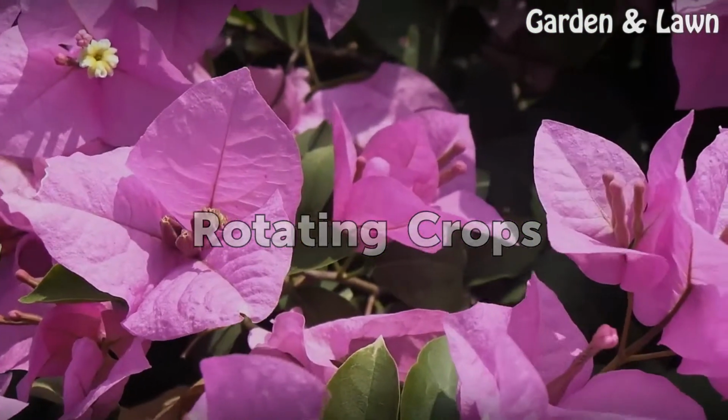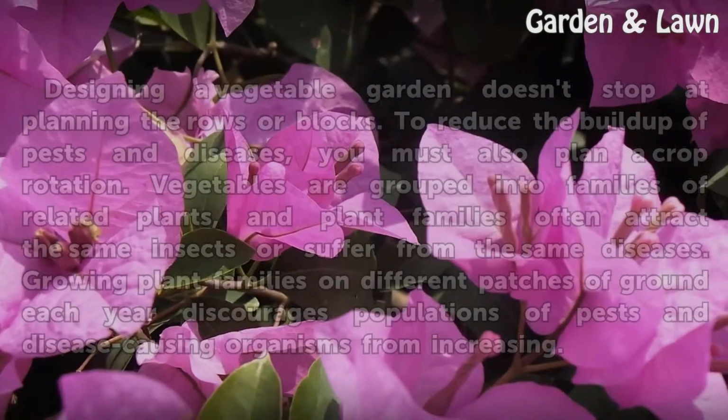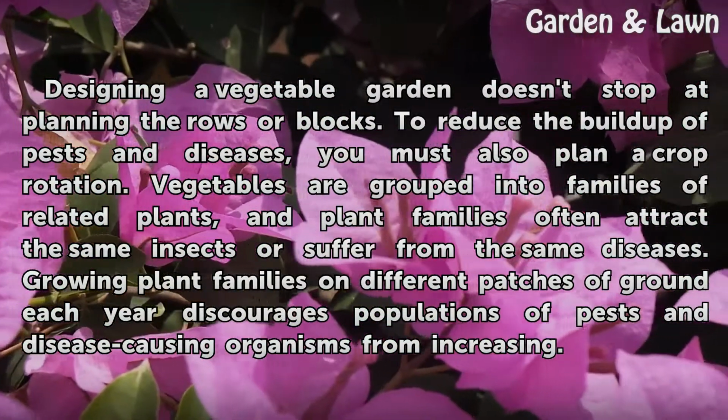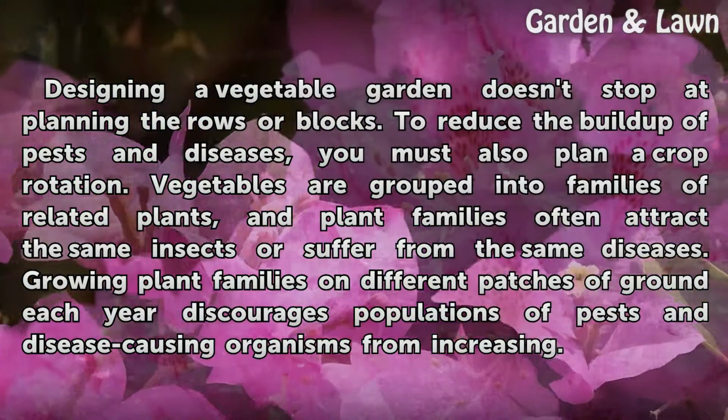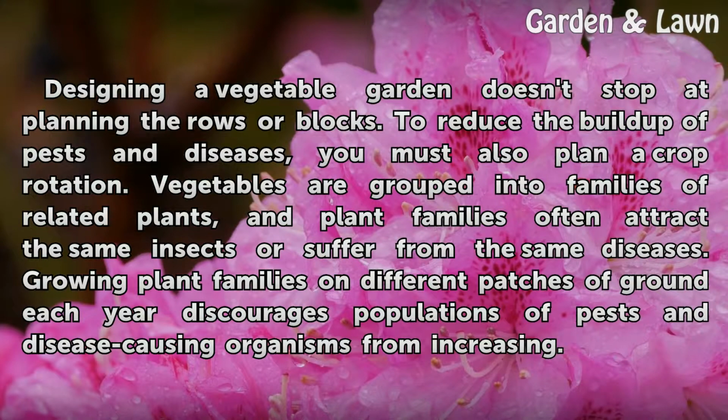Rotating crops. Designing a vegetable garden doesn't stop at planning the rows or blocks. To reduce the buildup of pests and diseases, you must also plan a crop rotation.